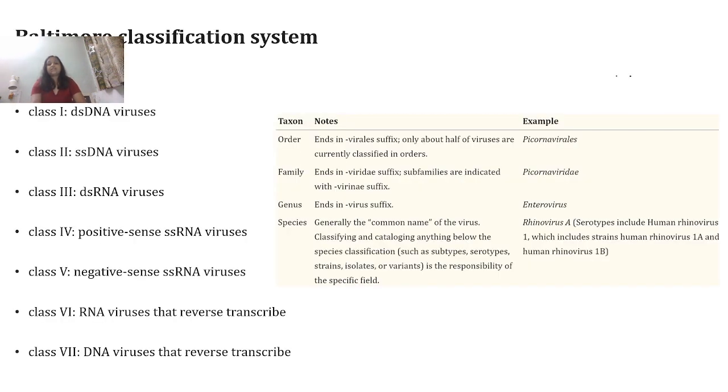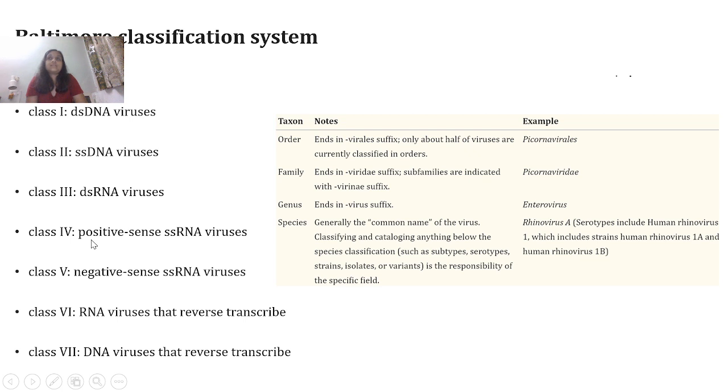Then there is a classification known as the Baltimore classification. I won't go into details of the classification, but there are different kinds of viruses, like the double-stranded DNA viruses, whose genome is double-stranded DNA, single-stranded DNA viruses, whose genome is single-stranded DNA, and double-stranded RNA viruses, whose genome is double-stranded RNA. There are positive strand single-stranded RNA viruses. There are negative strand single-stranded RNA viruses.